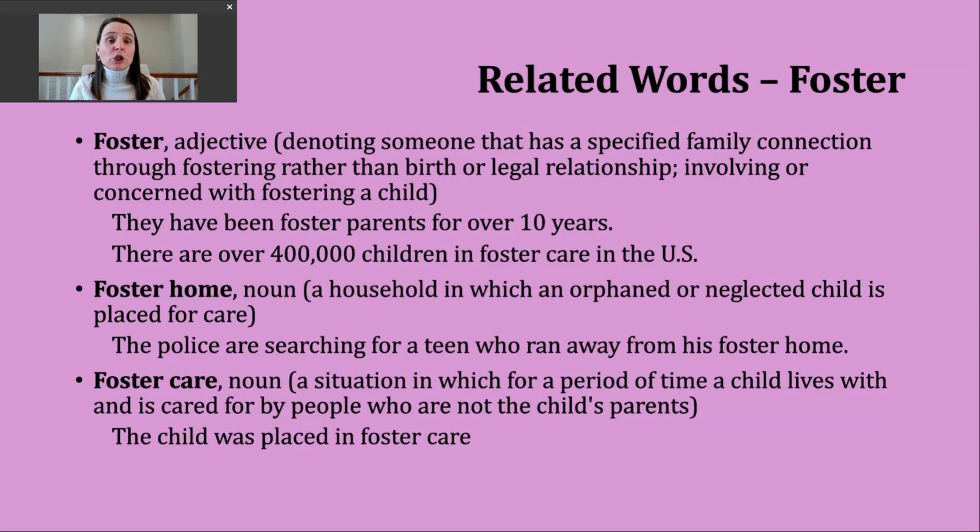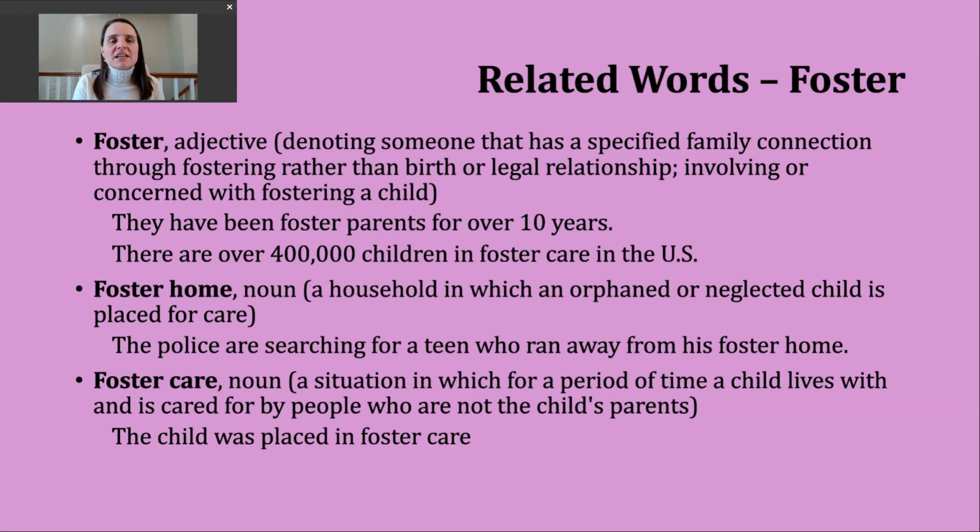Now let's continue to look at some words that are related to our verb foster. The first word we're going to look at is the adjective form of this word. So same spelling, same pronunciation. Our adjective form here is going to tie back to the third definition of a verb we discussed earlier. So the first way you could use this adjective is to denote someone that has a certain family connection through fostering rather than birth or some other kind of legal relationship.